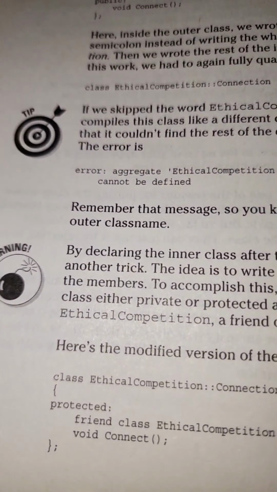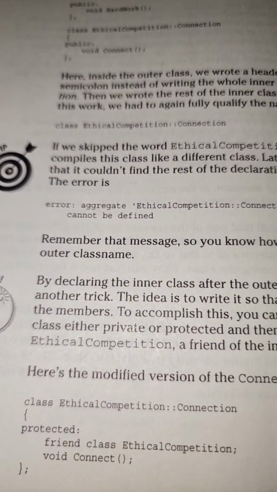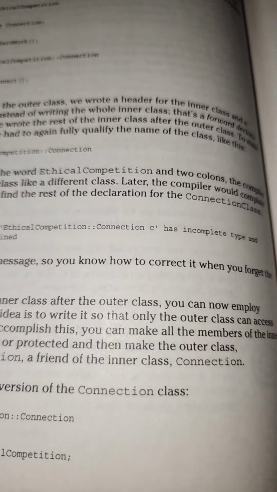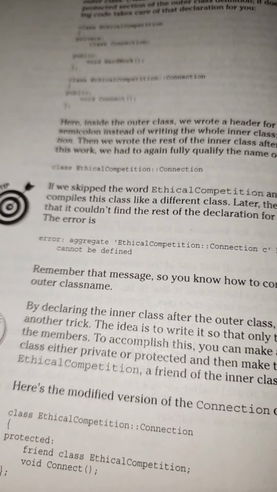Tip: if we skipped the word EthicalCompetition and the two colons, the compiler compiles this class like a different class. Later, the compiler would complain that it couldn't find the rest of the declaration for the Connection class. The error is: aggregate EthicalCompetition::Connection C has incomplete type and cannot be defined. Remember that message, so you know how to correct it when you forget the outer class name.